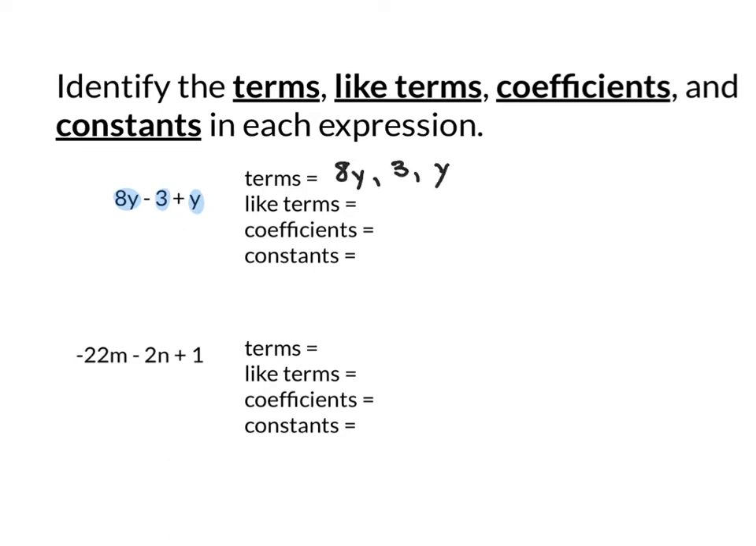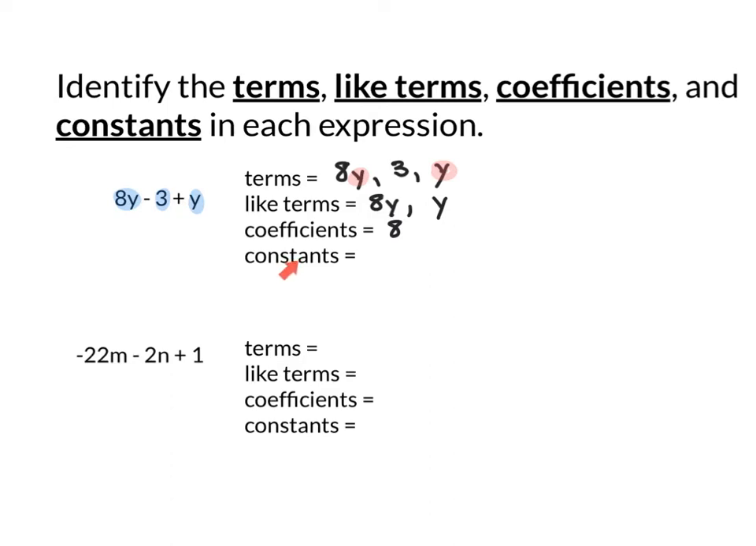Of those terms, which ones are the like terms? They have the same variable at the same power. Notice the y and the y, that's the same. So our like terms are 8y and y. When we're looking for a coefficient, we are looking for a number that is multiplied by a variable. It's not the variable, the coefficient is just the number. So the only coefficient we have is the number 8.